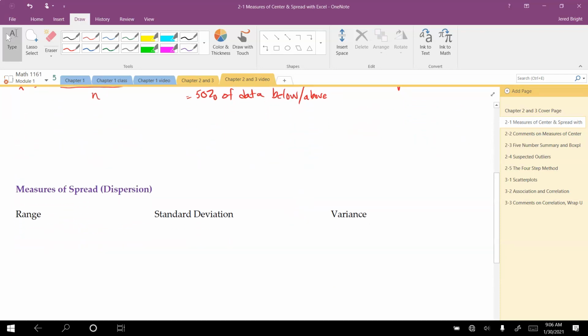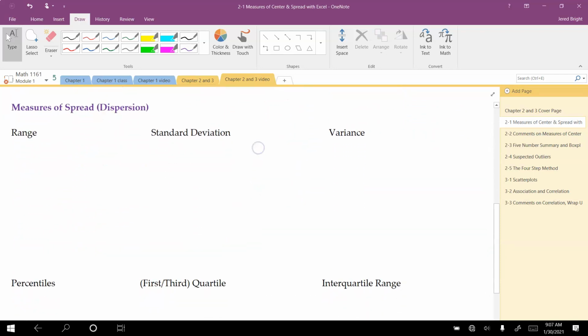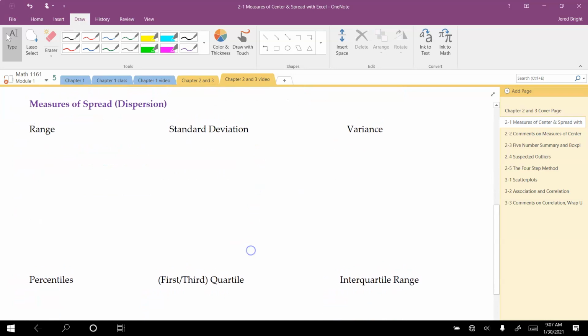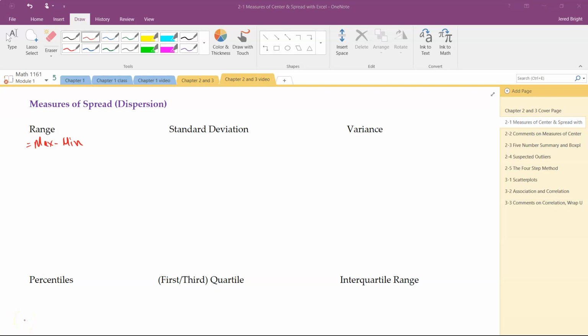You've seen those before. Measures of spread, you've maybe seen a few of these, and others you're like, what are they? Range is simply the value that we compute by taking the maximum value minus the minimum value. So it communicates how far spread out the data is from one end to the other end. That's the idea with range. The next two, standard deviation and variance, are connected. In fact, if we call standard deviation S, variance is just S squared.